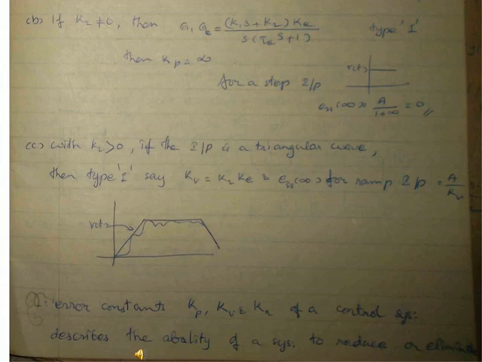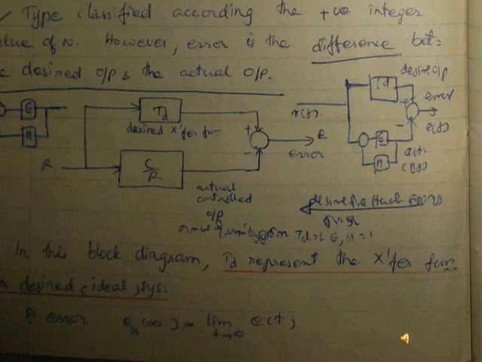In this case the error is the difference between the desired output and the actual output. So when we design a system, we predetermine the value for the desired output. But when we actually run the system, the actual output will be different from the desired output. So this difference between the actual output and the desired output is the error.